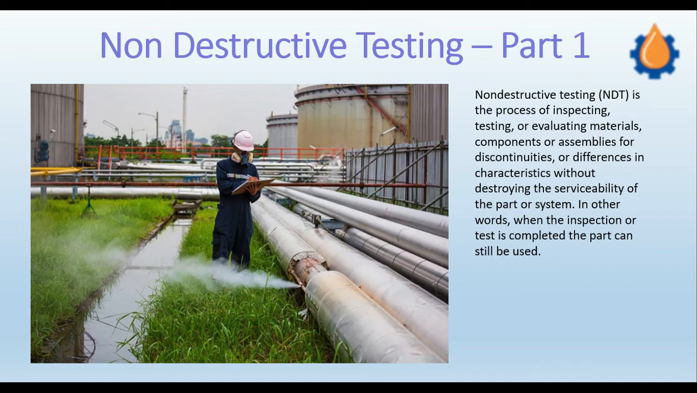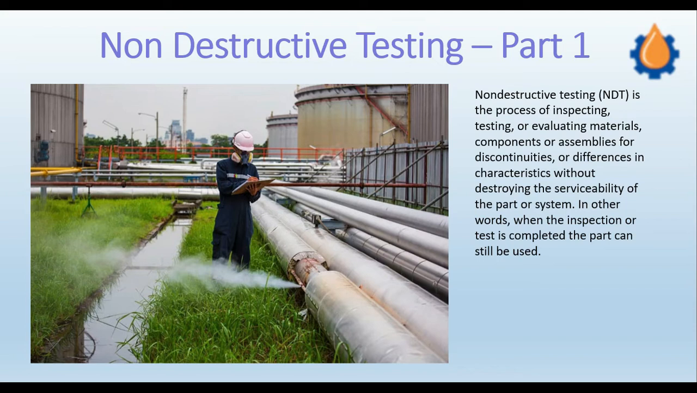Now we will see that non-destructive testing, NDT as it is most commonly known, is the process of inspecting, testing, or evaluating materials, components, or assemblies for discontinuities or differences in characteristics without destroying the serviceability of the part or system. In other words, when the inspection or test is completed, the part can still be used. That's the basic definition.